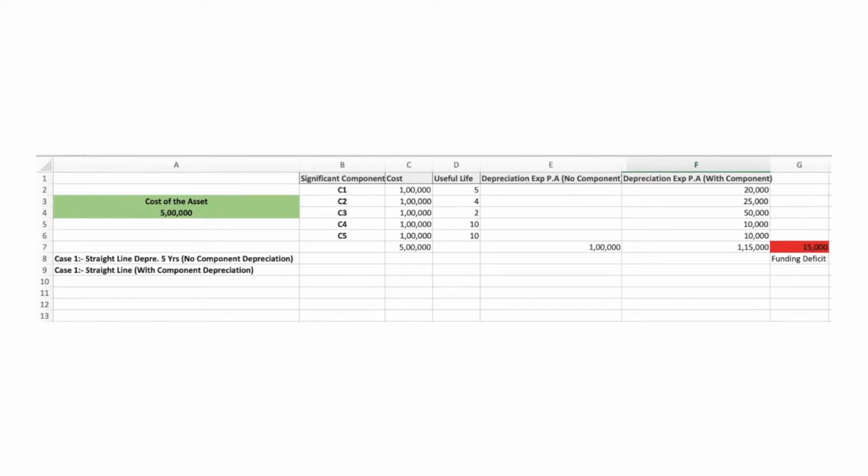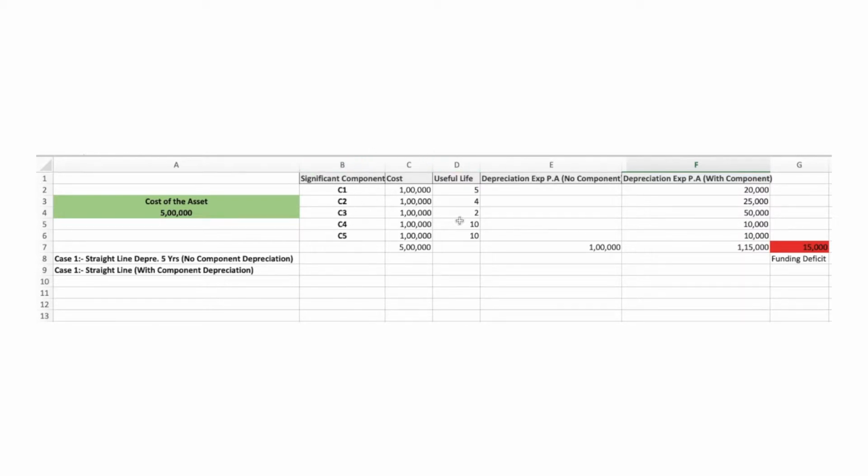Now let's understand the concept of component depreciation through an example. Suppose the cost of an asset is $500,000 and we have identified five significant components: C1, C2, C3, C4, and C5. And the cost of each of the components is $100,000. However, the useful life of each of the components is different.